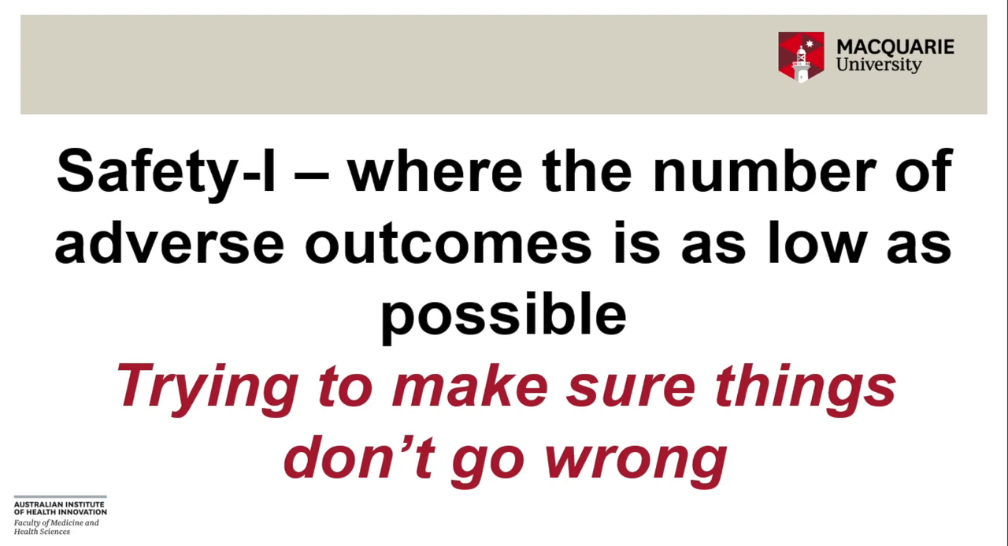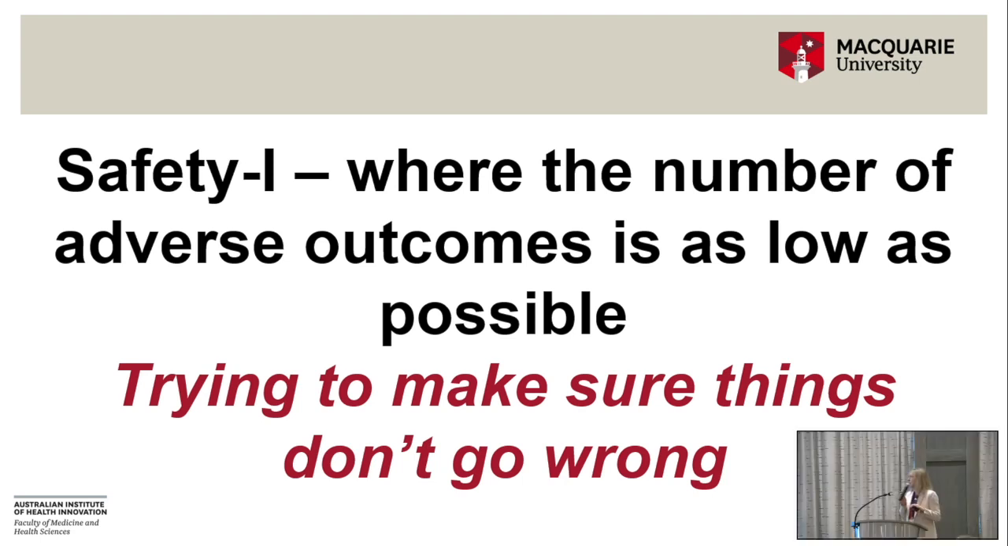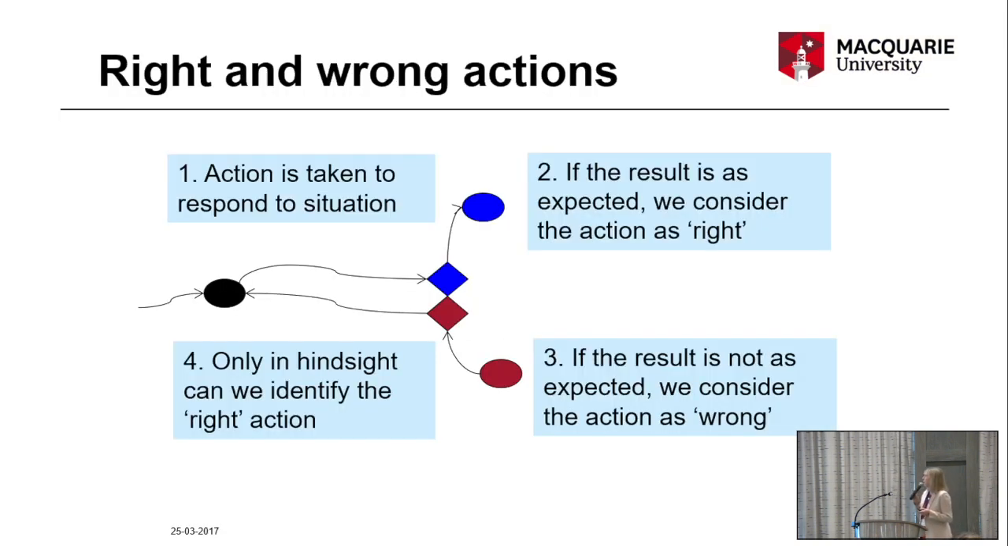So safety 1 is the traditional view of safety, where you're trying to make the adverse outcomes as low as possible, and trying to stop things from going wrong. But you're very much concentrating on what's going wrong.